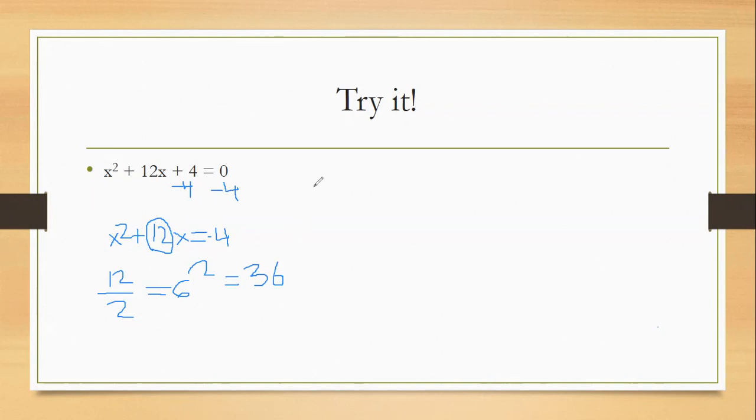So now what we're going to do is rewrite our problem. x squared plus 12x. Now you're going to take this number and put it not just on the left side of the equal sign, but also the right side. Now you can't forget about this -4 that was over there. So you're going to write -4 plus 36.